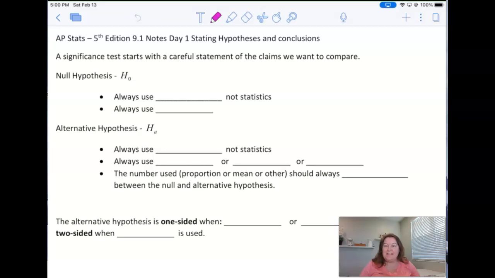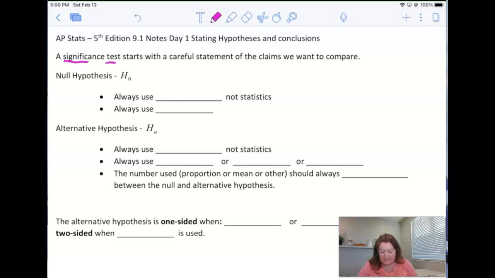All right, stats, this is the first day of notes for Chapter 9. Chapter 9 is all about hypothesis testing, so today is our start for that. A significance test starts with a careful statement about the claims we want to compare.